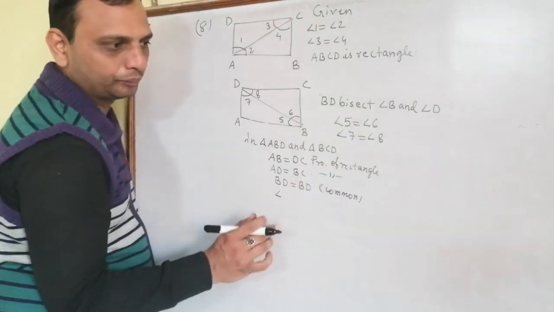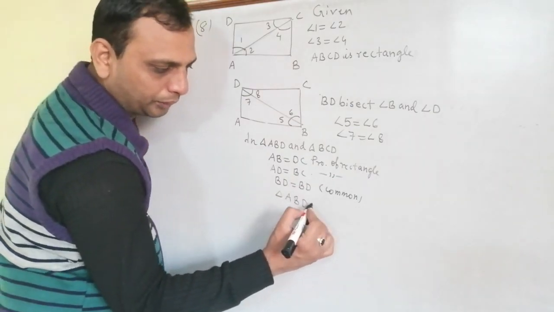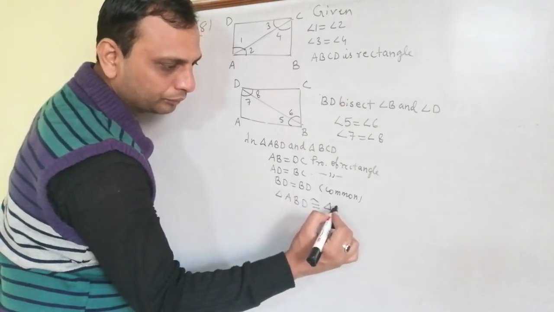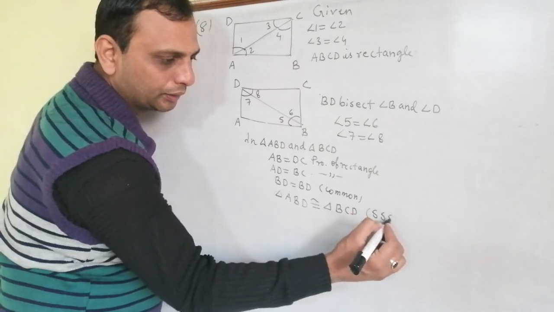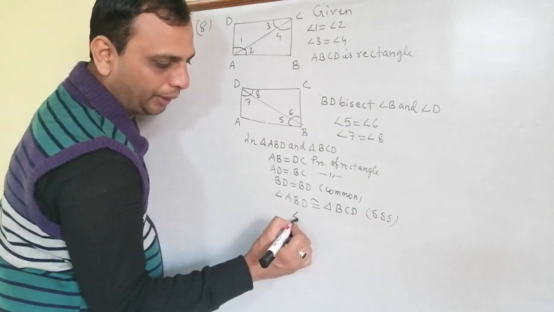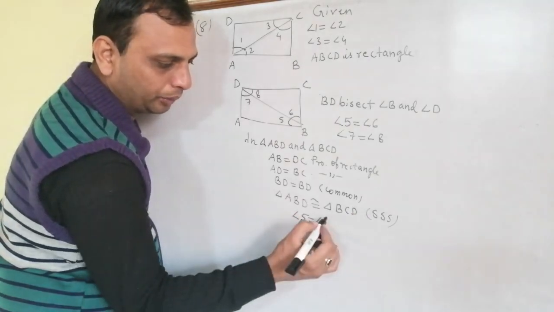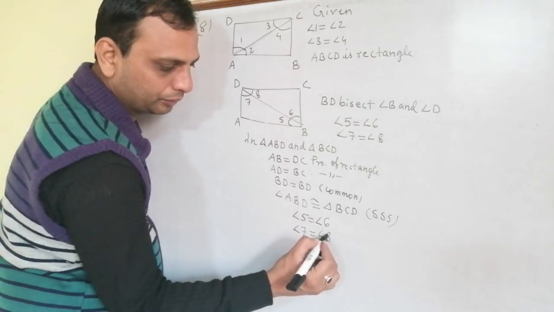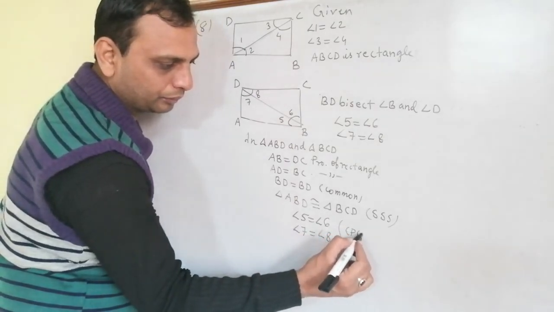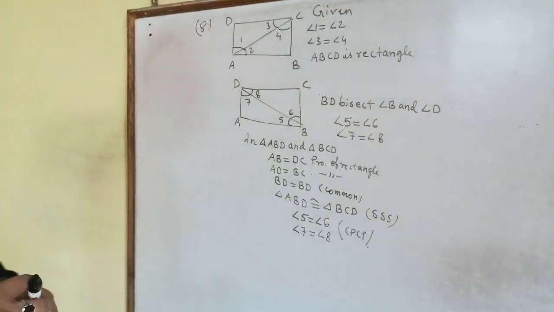This also. This completes that these two triangles become congruent. SSS. So angle 5 will be equal to angle 6. Angle 7 will be equal to angle 8. Therefore, we can say BD bisects angles B and D. This completes question number 8.